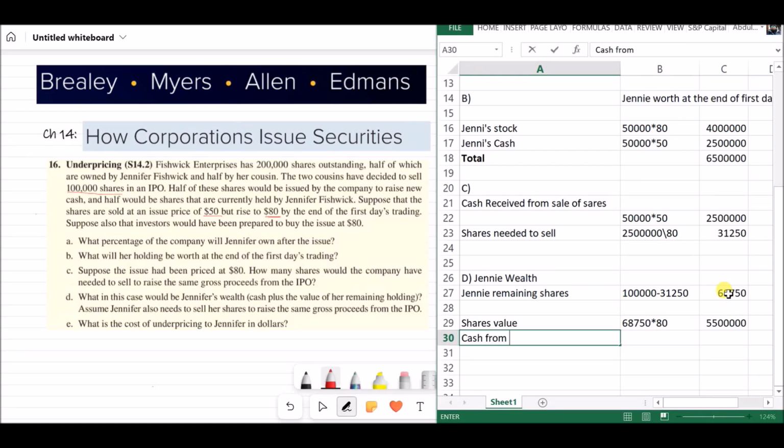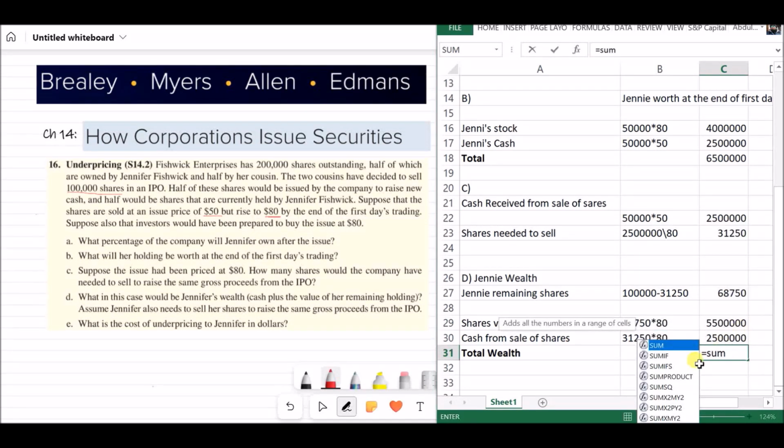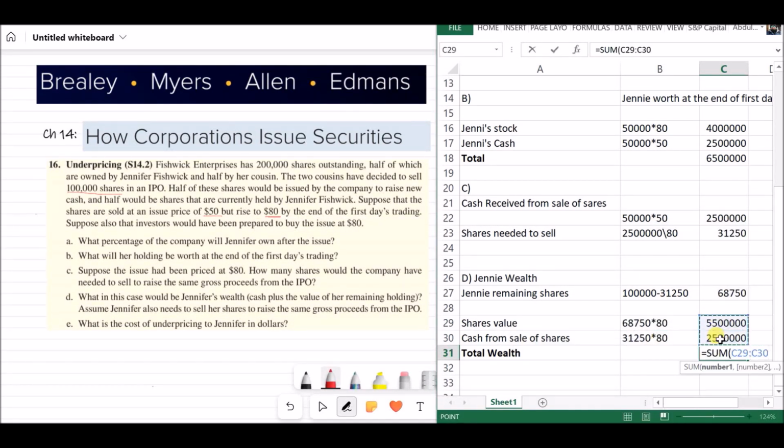Cash from sale of shares. So Jenny sold 31,250 shares, and each share was sold at 80. So by calculating these numbers, we'll have 2.5 million. So total wealth will be sum of these two. So this will be 8 million.